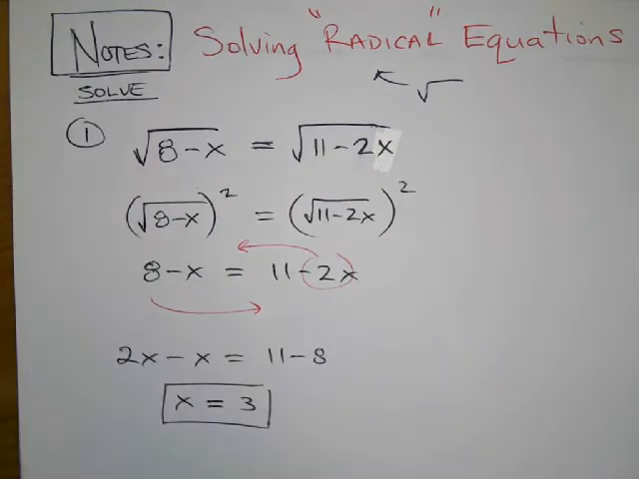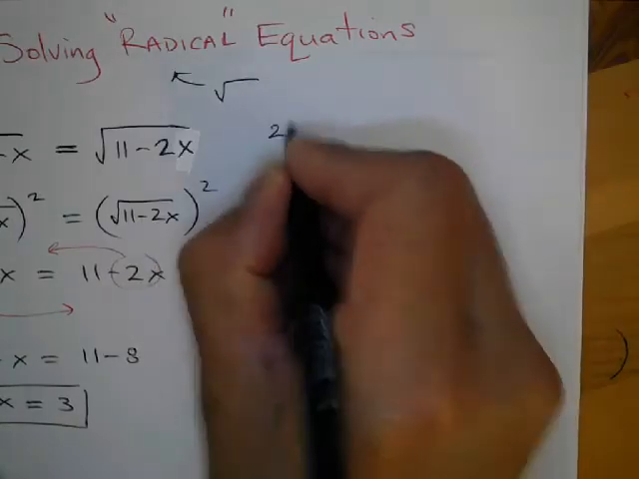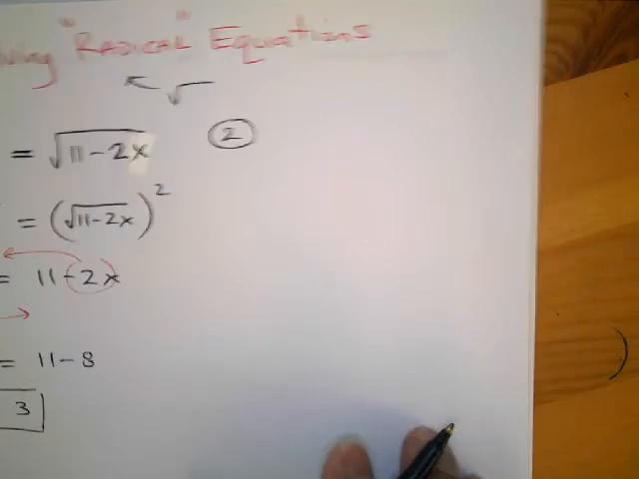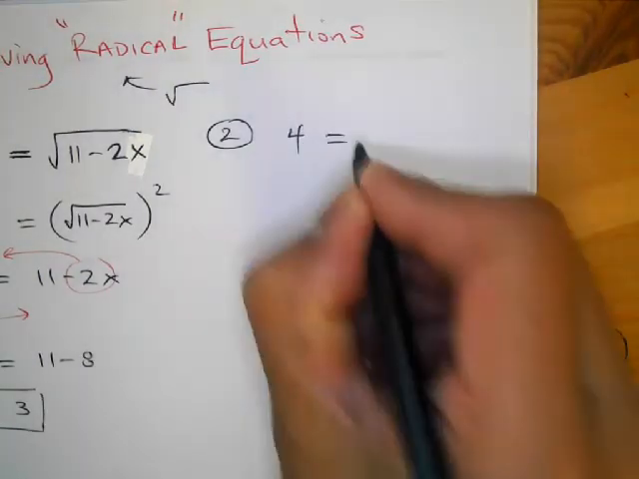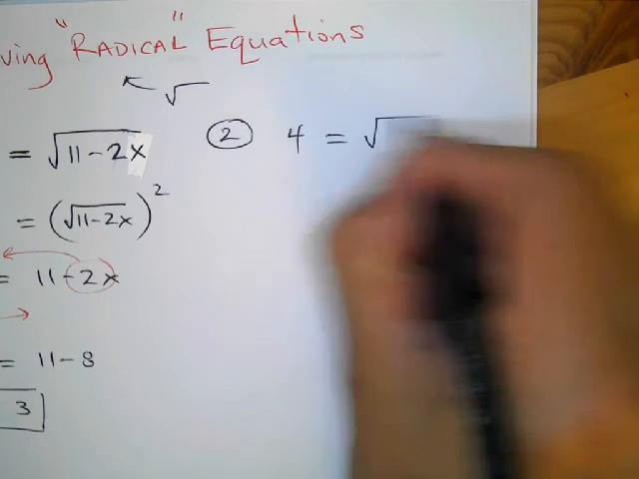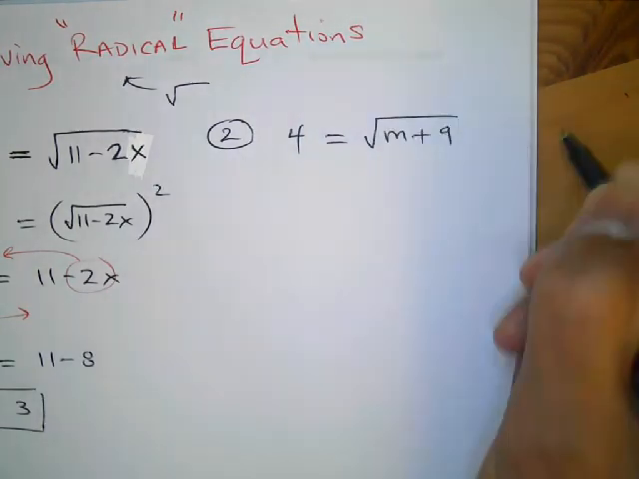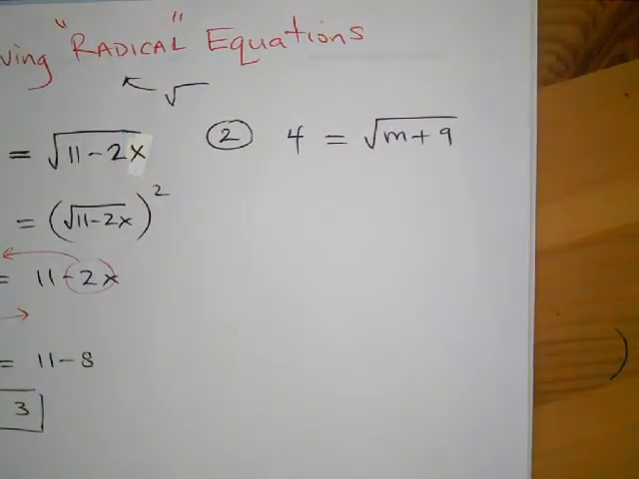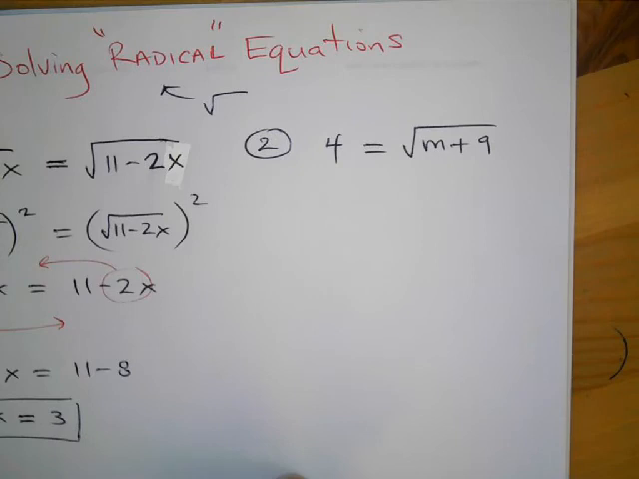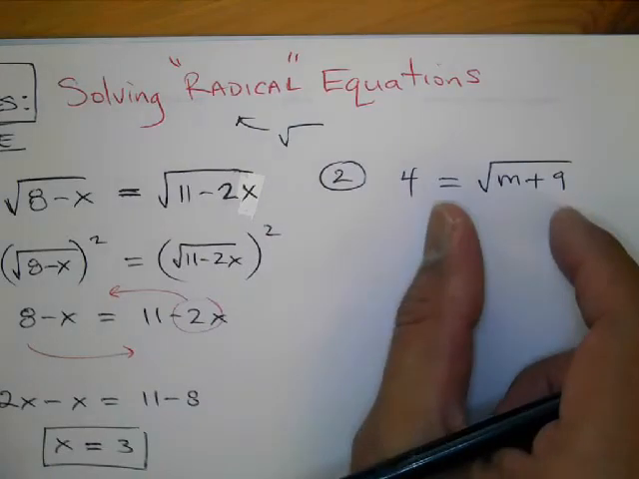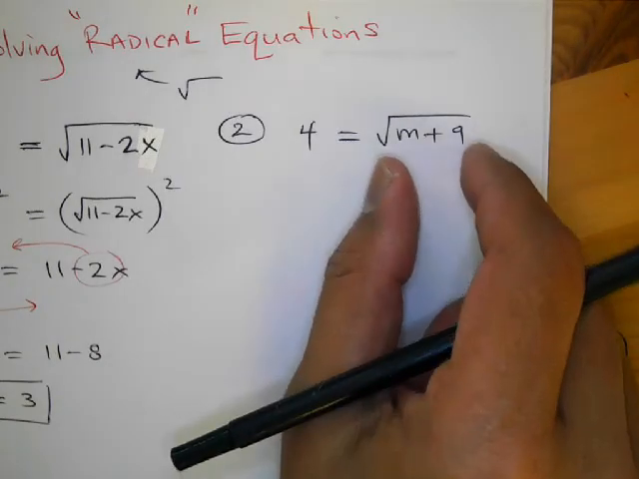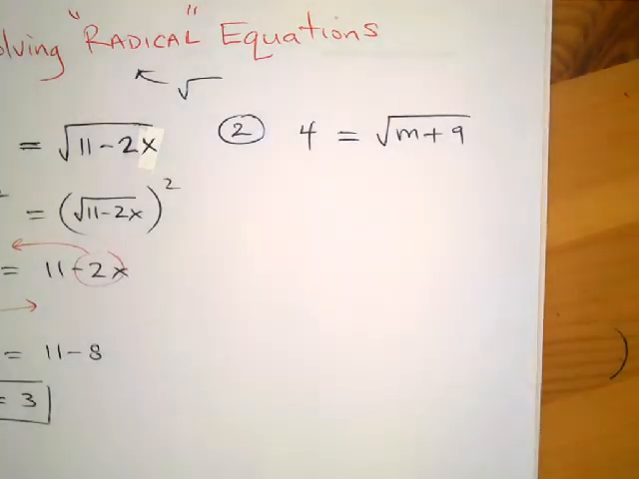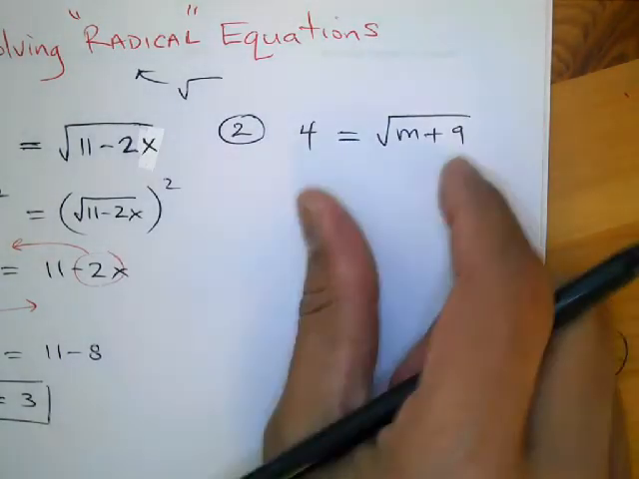You're not going to see these easy ones. They're going to get much more complicated. Look at number 2 now. Number 2 is going to be something like this: 4 is equal to the square root of m plus 9. So you're not just going to have 2 square roots. You're just going to have a radical on one side. It's not always a square root.